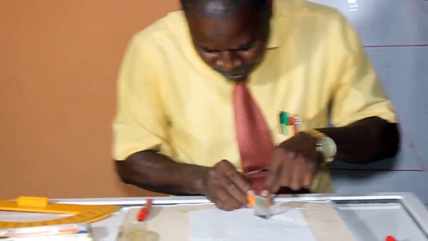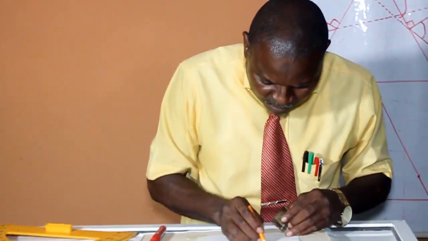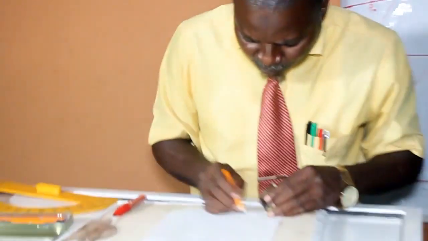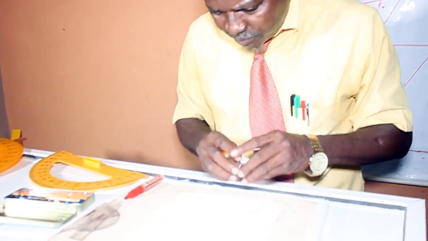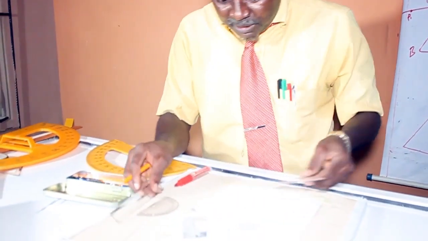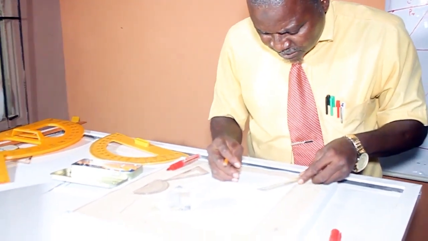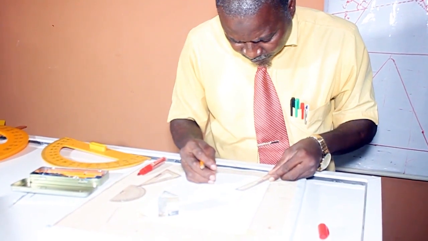Use pencil to trace it. After that, you move it. Write A, B, C. Now, you draw the perpendicular, you measure the length. Find the length of AB.